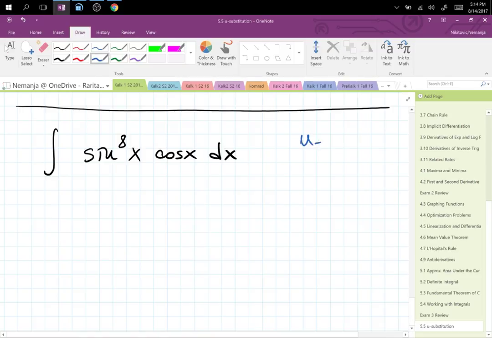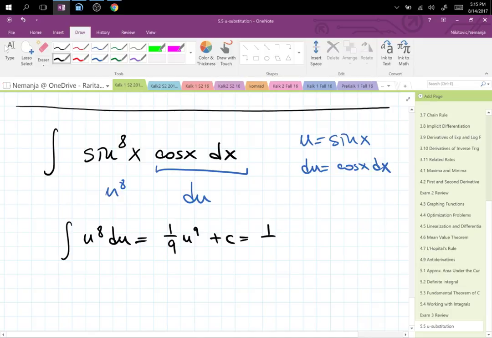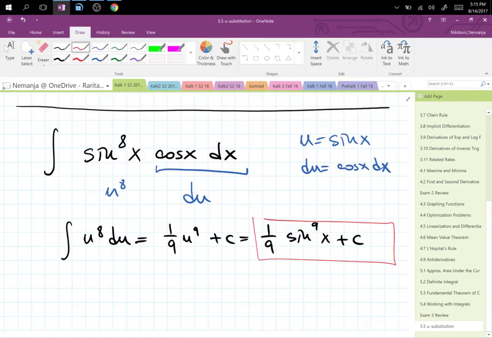So u is equal to what? Sine x. And du is? Cosine x dx. Nice. So all of this is du. And we have u to the 8th. Don't care about u, I care about dx. Yes, that's the sentence to remember to do the conversion back. How do you do this? Like this.